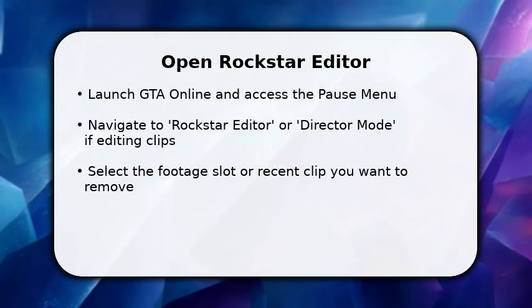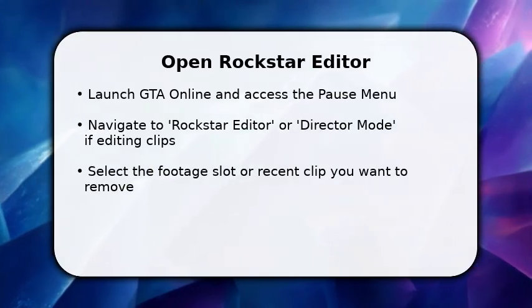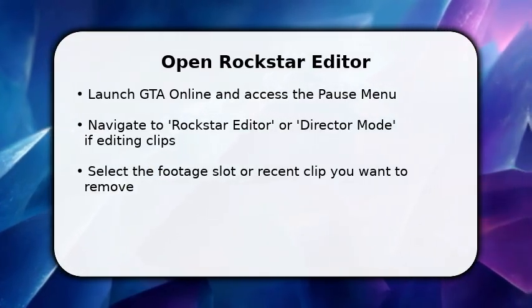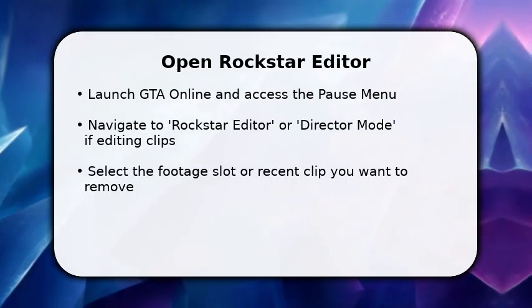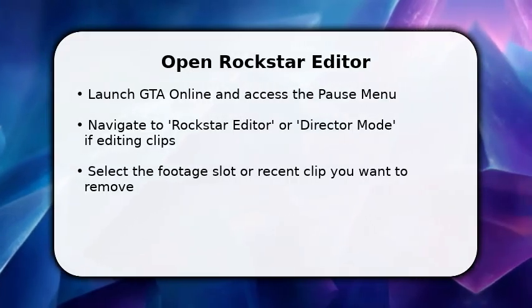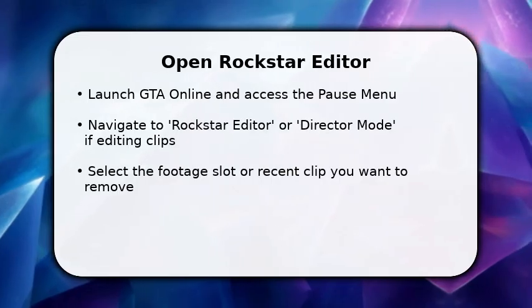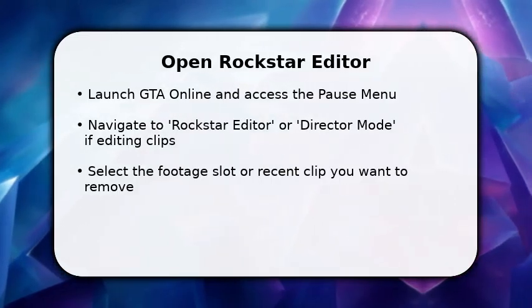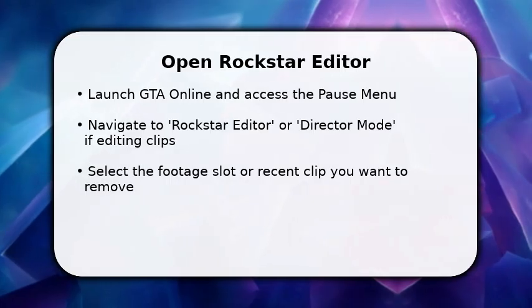You start by opening GTA Online and going straight to the Rockstar editor or director mode. This gives you access to recorded clips. Once there, choose the project or clip slot containing the footage you intend to delete. Make sure you confirm you're in the correct save slot so you don't remove the wrong file.